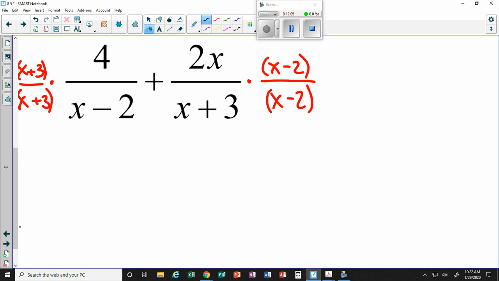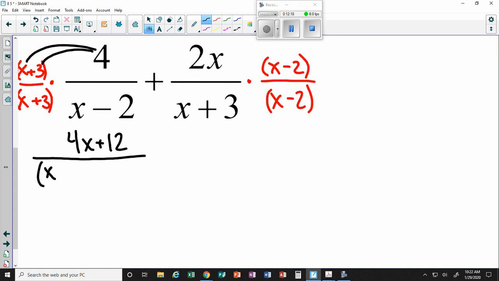So how do I multiply these two together? I'm going to distribute, right? So what am I going to get when I distribute? 4x plus 12. 4x plus 12. And then the denominator is going to be x plus 3 times x minus 2. Okay, so that's the first one.